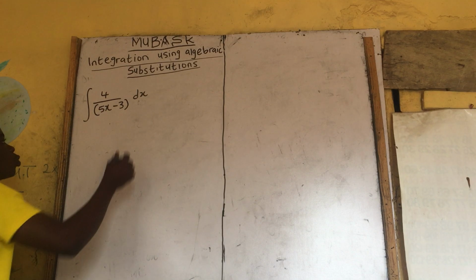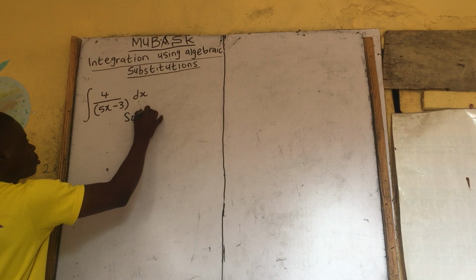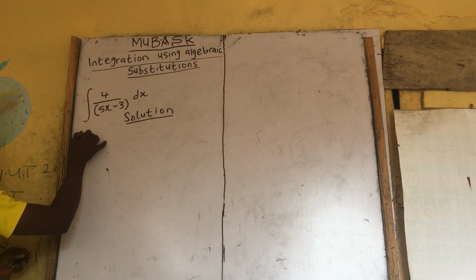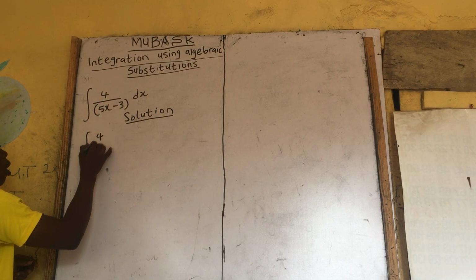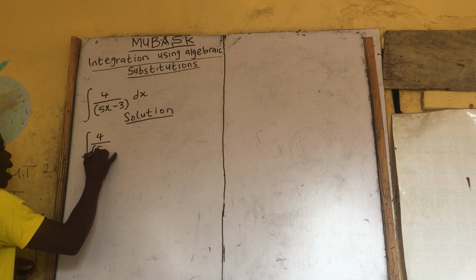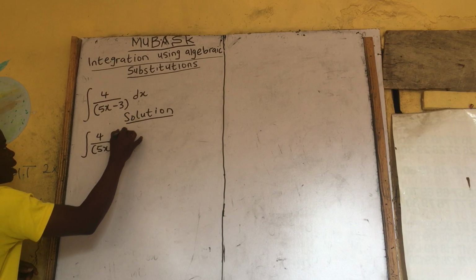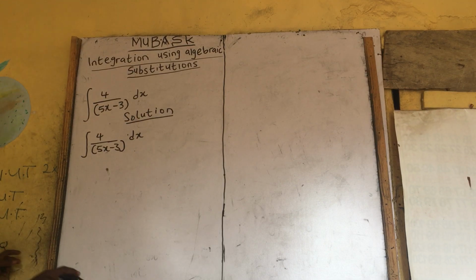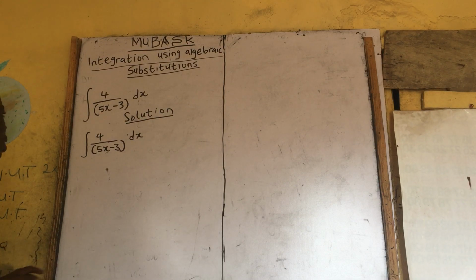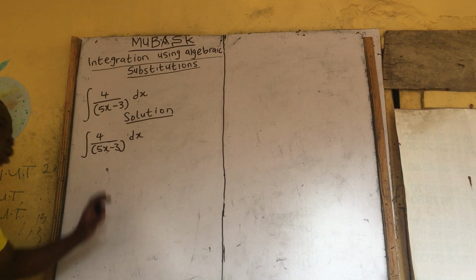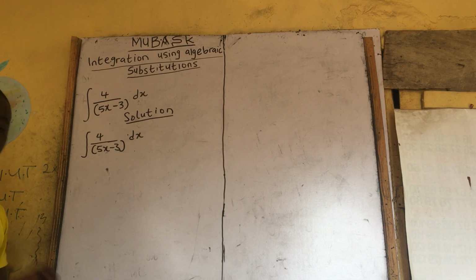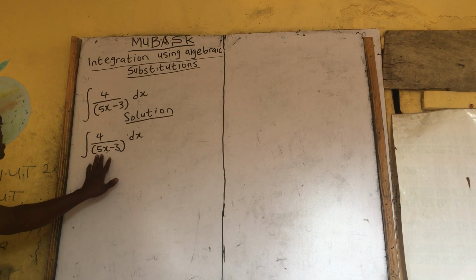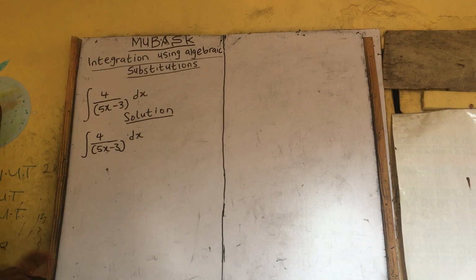Solution to the problem given to us. Let us recall the question back. Integral 4 divided by (5x minus 3) dx. For this question, the first step is to integrate, but we cannot integrate like this since we are having a complex expression, which is 5x minus 3.